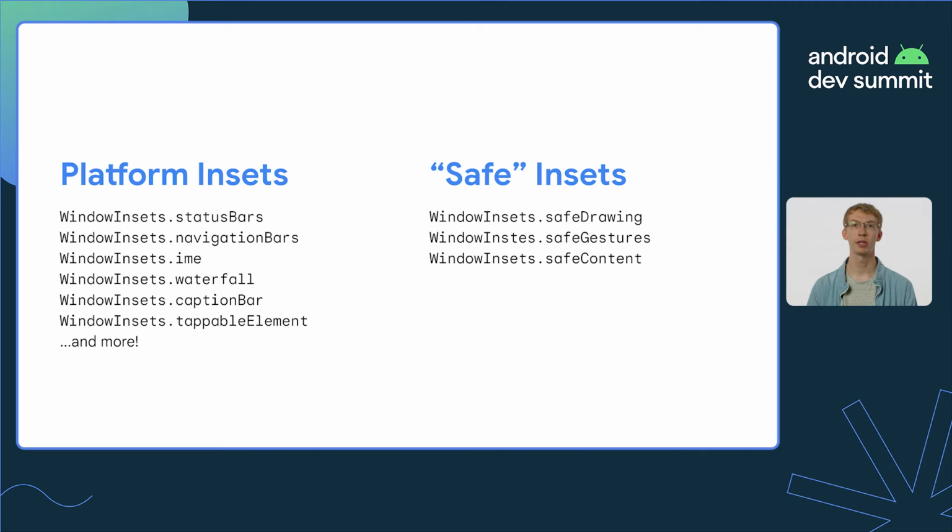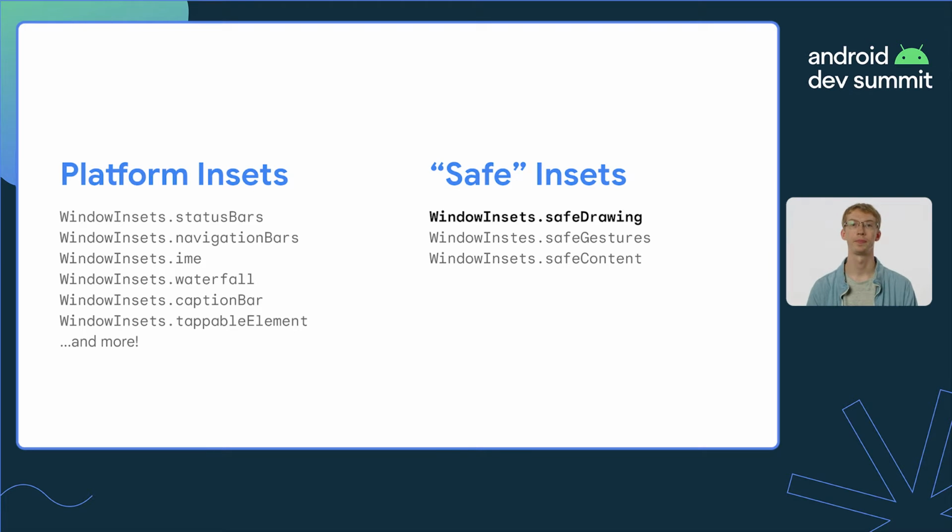The available types include all of the ones I mentioned earlier that match up with the underlying platform types, as well as a few safe inset types, like safe drawing. These safe inset types represent a combination of other inset types. Safe drawing, for example, is a combination of all inset types that might visually obscure content. Once you've applied the safe drawing as padding, you'll be safe to draw content without it being obscured by any system decorations.